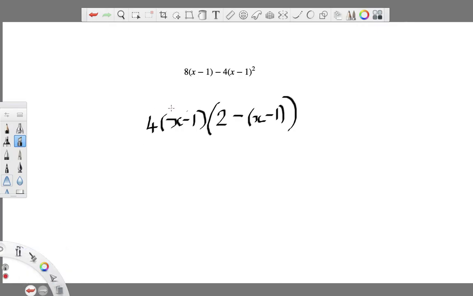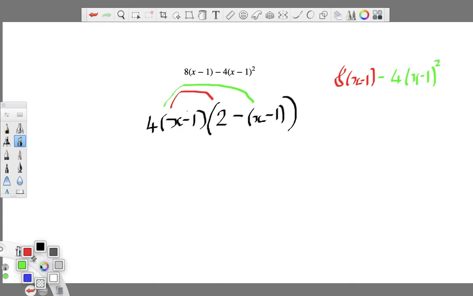Because we know that if we expand this out, if I change to a slightly different colour, we expand this out, well, that will give us 8 times x minus 1. And then if I write this in green, let me expand this part, green part, well, we'll get minus and then 4 times x minus 1 all squared. So that bracket is squared. Yep, so we know that we've factorised this correctly.